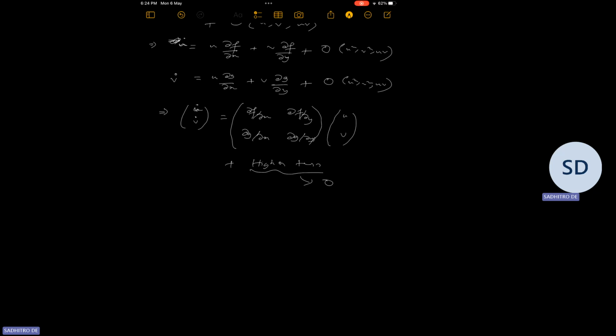All right, but one thing that needs to be made sure is that this analysis would only hold true if u and v are very small. That means we are only in some very small neighborhood of the fixed point and not away from it.